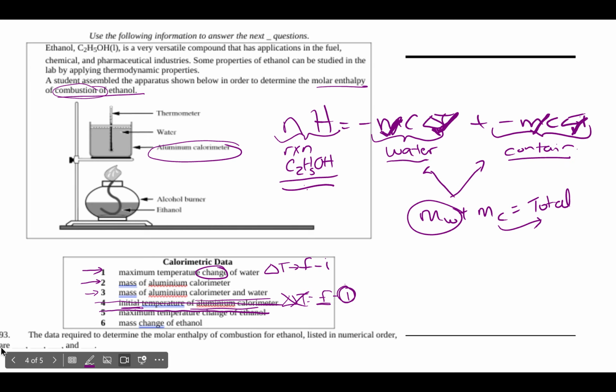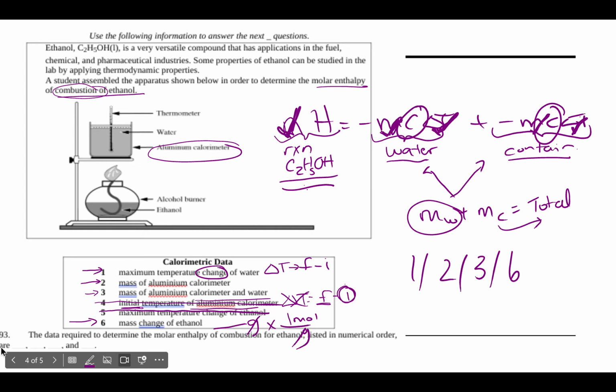And then the last one, the mass change of ethanol. We do want that because as we know, if we have mass in grams and you multiply by your mole ratio, so we'll put 1 mole on top, grams cancel, and now you have moles. So here, what's useful for us to solve would be 1, 2, 3, and 6. And that's implying that we do know the specific heat capacity of the water and of the container. So we would know this because it's in our data booklet.